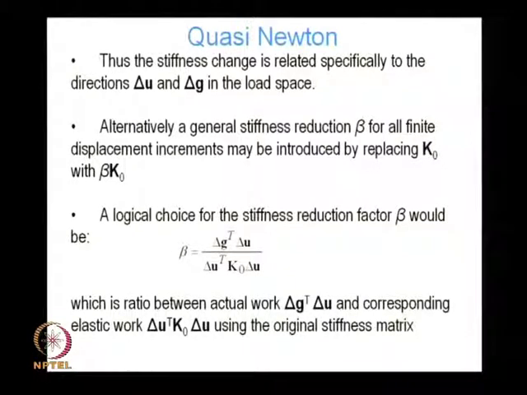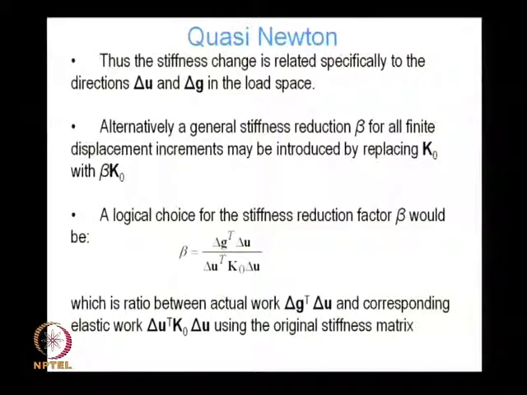Alternatively, a general stiffness reduction beta for all finite displacement increments may be introduced by replacing K0 with beta K0. So, I had a K0, I am just going to scale it with a scalar beta, and a logical choice for the stiffness reduction factor beta would be delta G transpose delta U divided by delta U transpose K0 delta U.